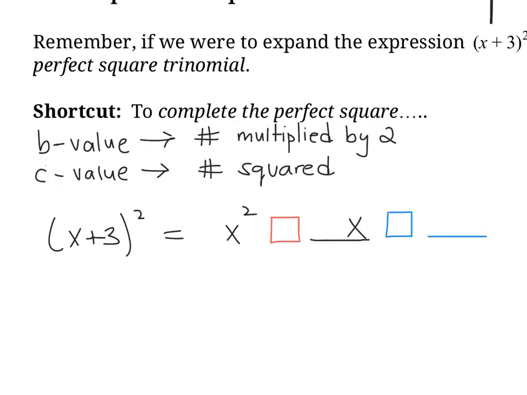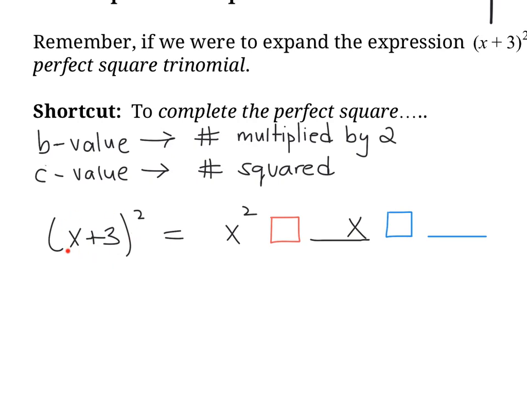So here's the shortcut. If you are looking for the b value or the middle number in your standard form equation, you can take your number and you're going to multiply it by 2. To find the c value or the end number in your standard form equation, you're going to take your number and you're going to square it. So let's take these rules and apply them to the example that we just looked at.